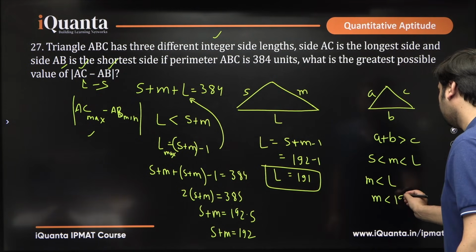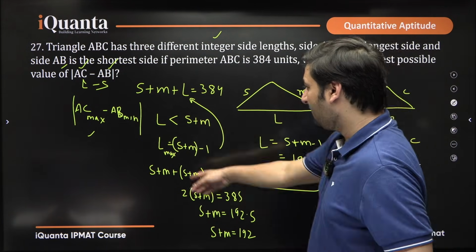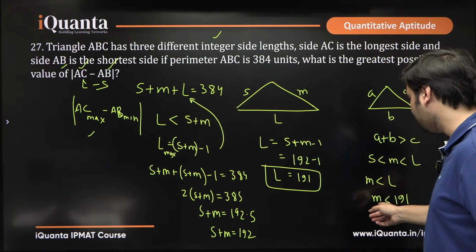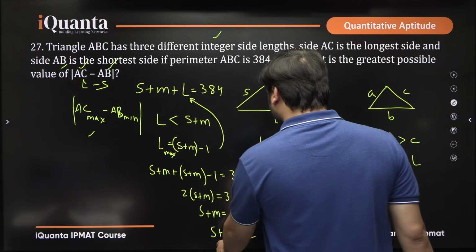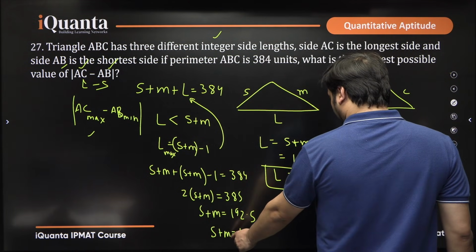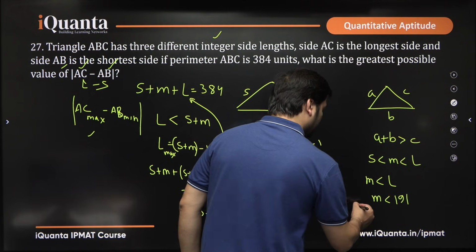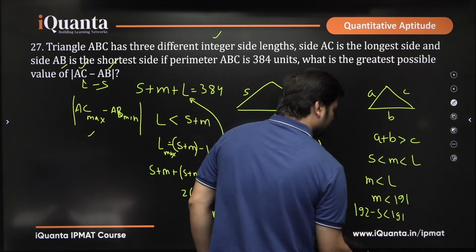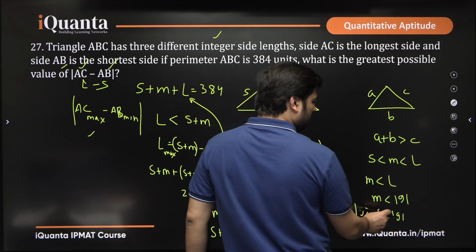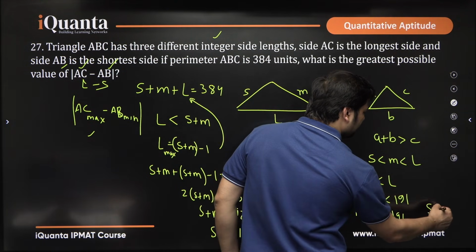yes or no? So, M will be less than 191, but we have to deal with the value of the shortest side. So, let me just convert the value of M into S. If I convert M into S, M will be 192 minus S from here. So, M will be 192 minus S less than 191. Now, what do you have to do? If you solve this, what do you get? S is greater than 1.